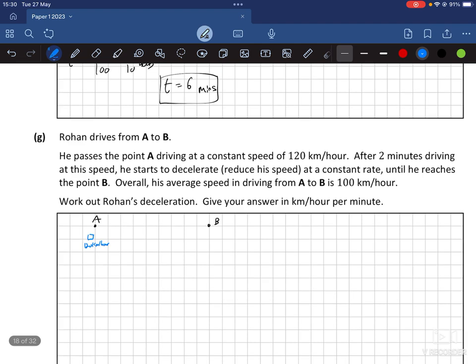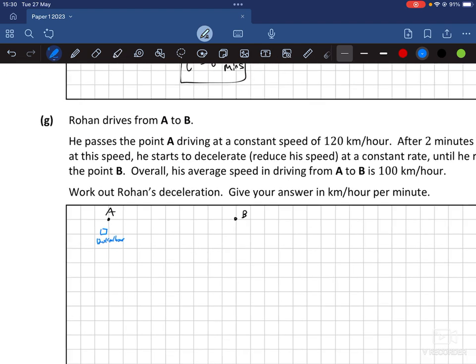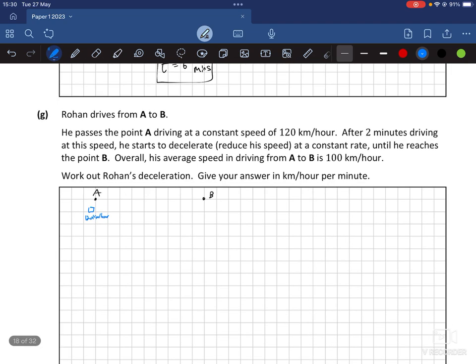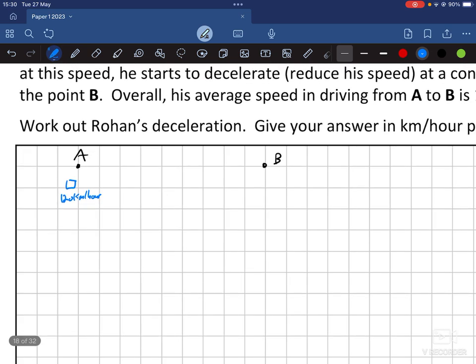And now we're told he drives for 2 minutes at this speed, and then he starts to decelerate at a constant rate until he reaches the point B. And then we're told that overall his average speed in driving from A to B is 100 kilometers per hour. And then we're asked to work out his deceleration. Okay, so that is ridiculous. But anyway, let's see if we can do it.